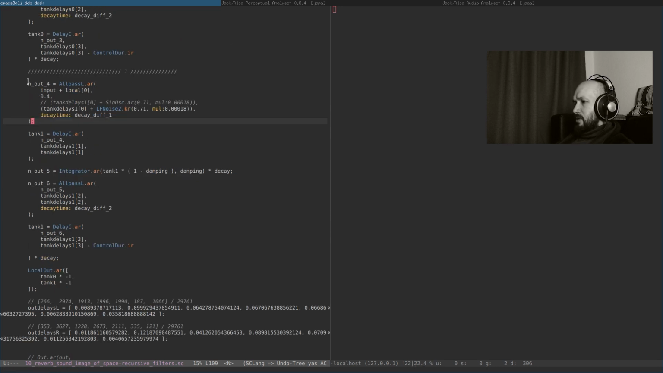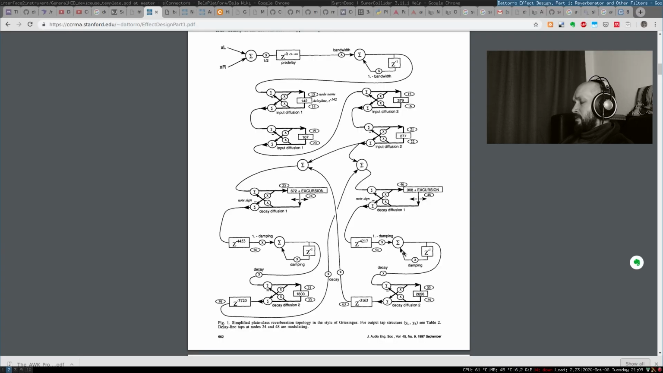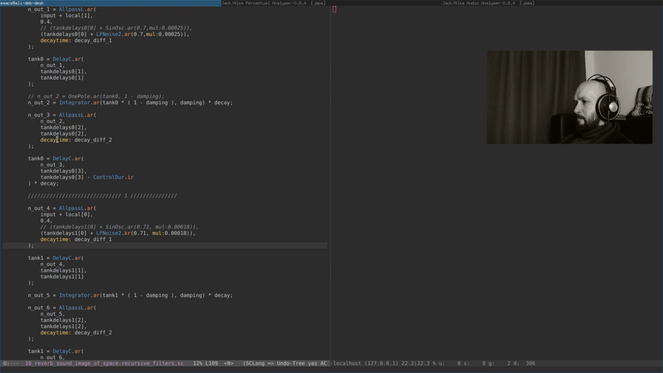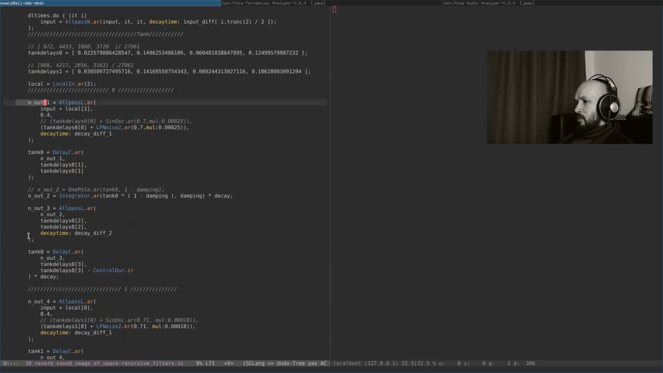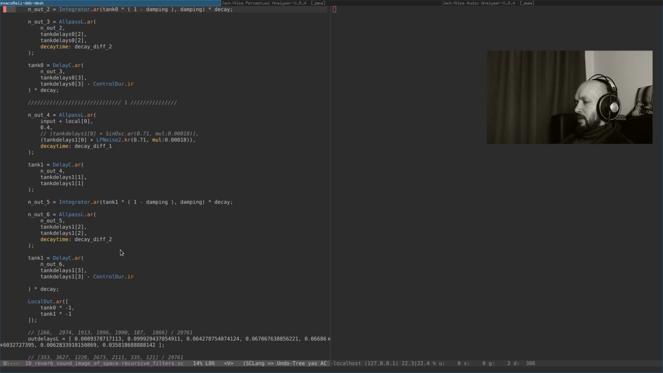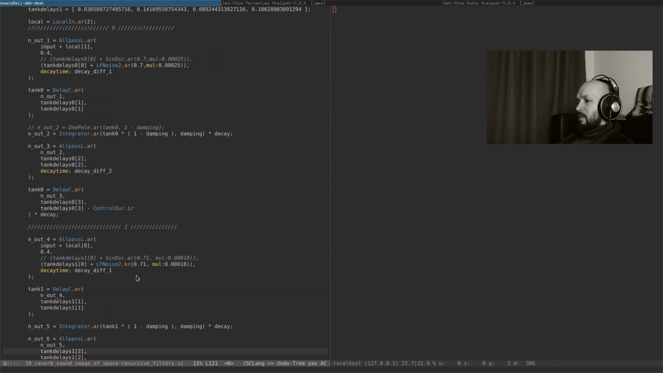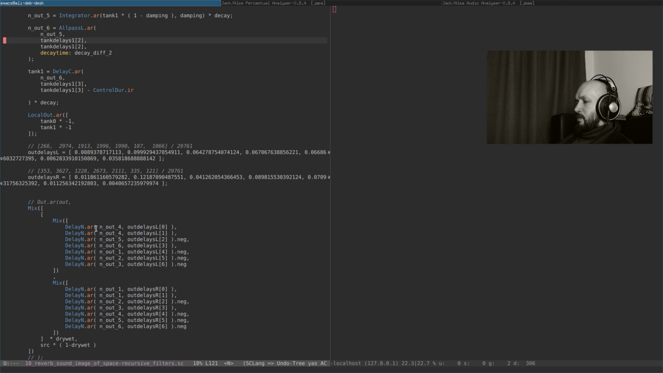Another part, which is the right part here, is designed in the same way, and you can see that I specify these n out 1, n out 2, n out 3, and the same goes here, n out 4, n out 5, n out 6 variables. I specified them so that I will take them later here and form a left and right channel using the mix unit generator, playing with their polarities here, and using the delay times which I calculated here.